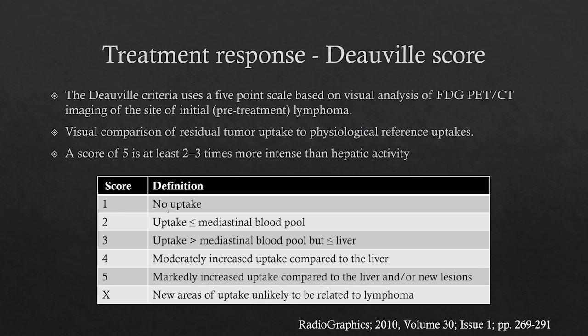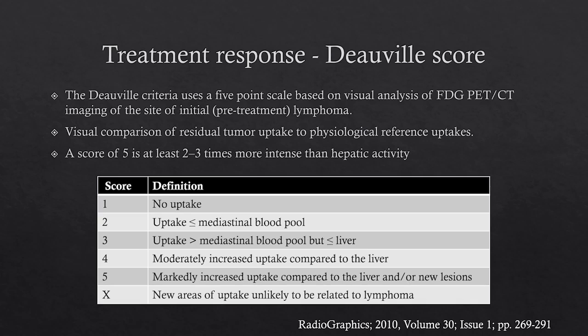A score of 1 means there's no FDG uptake. A score of 2 means the uptake is less than mediastinal blood pool. A score of 3 means it's greater than mediastinal blood pool but less than or equal to hepatic levels of uptake. 4 means moderately increased uptake compared to the liver. 5 means markedly increased uptake compared to the liver. This is more than 2 to 3 times hepatic levels of uptake.